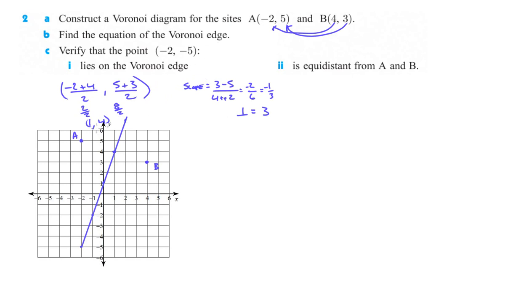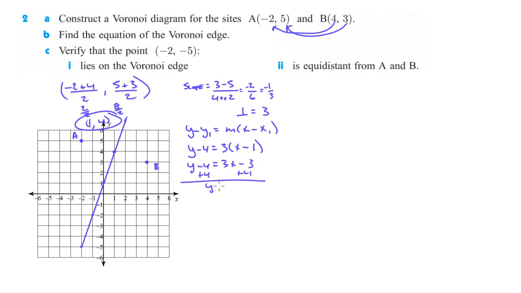Okay. Part B, find the equation of the Voronoi edge. Good news is we already have the midpoint and we already have the slope, so we're just going to plug that into our point slope formula, which is y minus y1 equals m times x minus x1, right? Always use the midpoint. Don't use either of these points, because the midpoint is the point that's on that line. So we go y minus 4 equals 3 times x minus 1. Y minus 4 equals 3x minus 3. Add 4 to both sides, and we get y equals 3x plus 1.